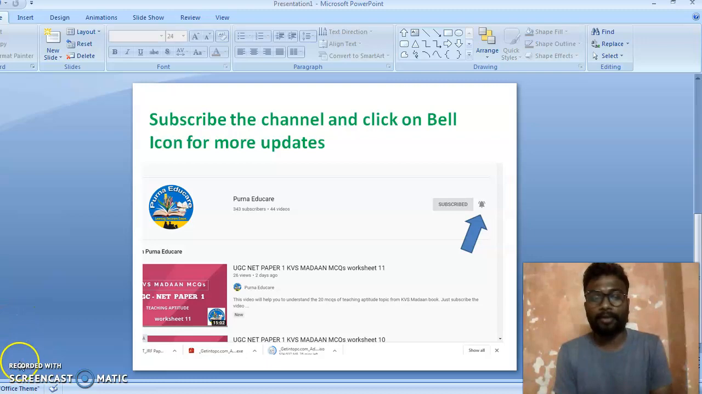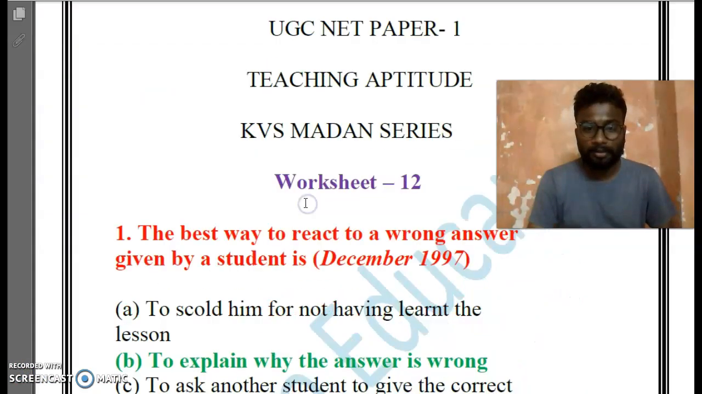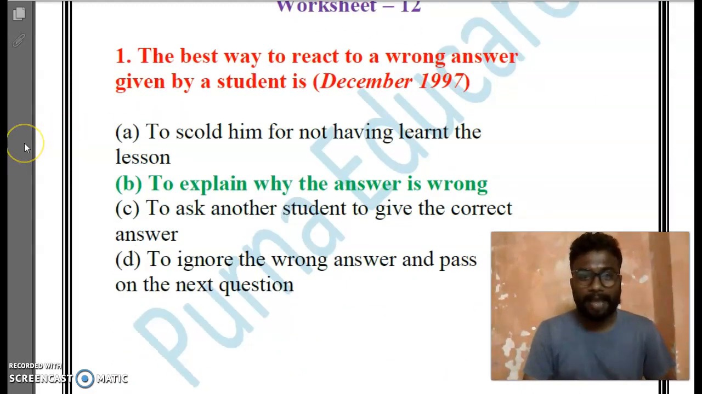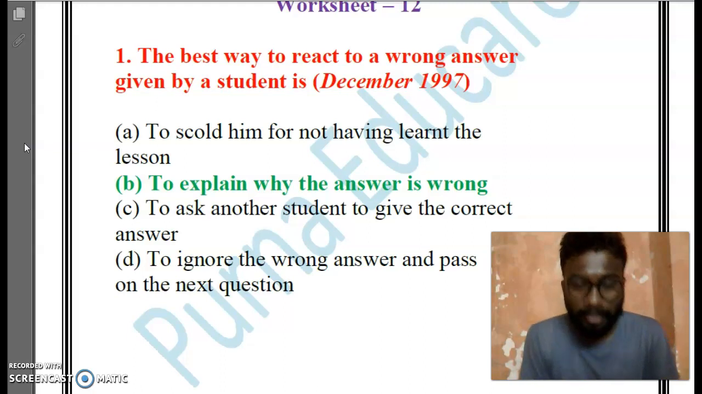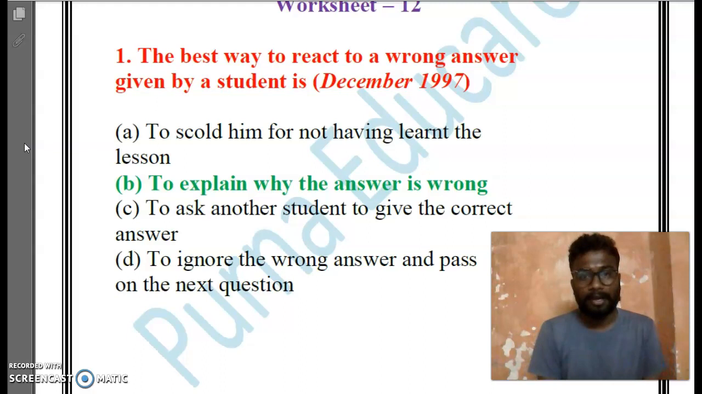We are going forward with the worksheet. So, going forward with the first question. What is the first question? We will be seeing the best way to react to the wrong answer given by the student. For example, if any student has given a wrong answer to the teacher, then what should the teacher do? To scold him for not having learned the lesson, to explain why the answer is wrong, to ask another student to give the correct answer, or to ignore the wrong answer and pass on to the next question.